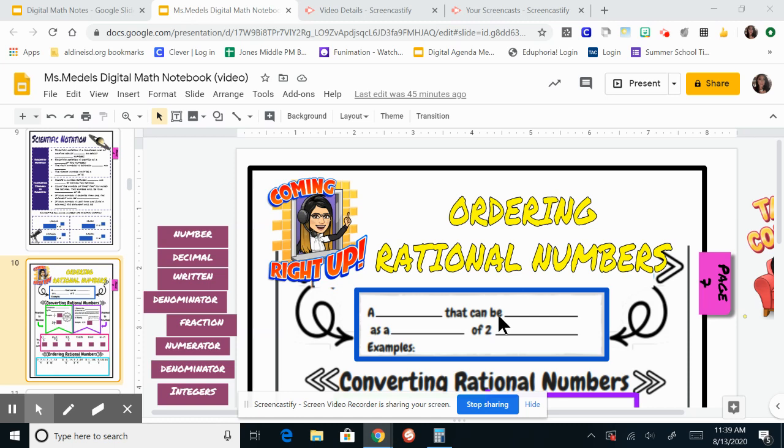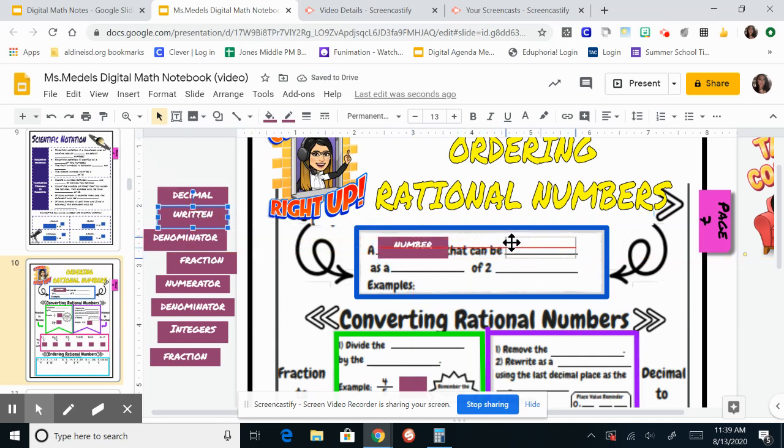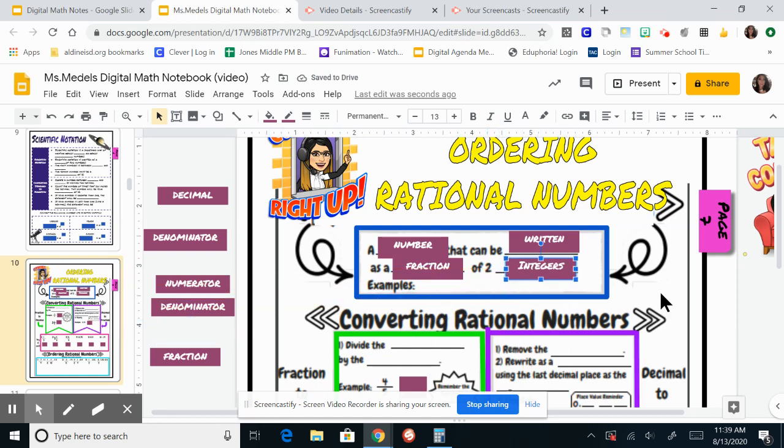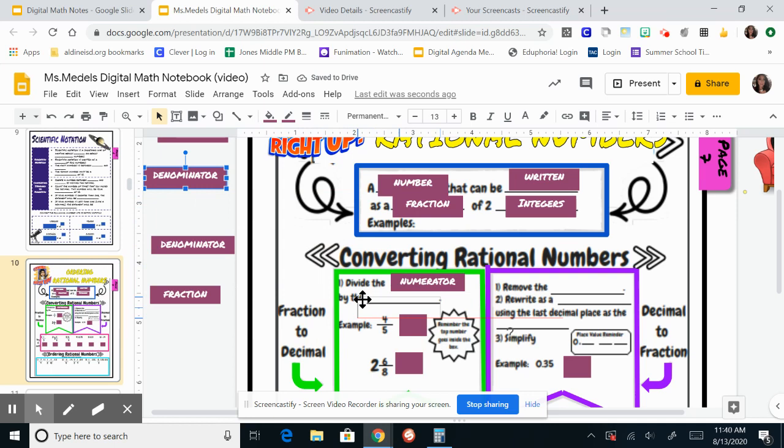Okay, so before we can get into ordering numbers, we have to talk about how sometimes we might have to change them. So sometimes you're going to have a number that can be written as a fraction of two integers. Okay, so sometimes we're going to have to convert rational numbers. And to convert rational numbers, one of the ways is to divide the numerator, or the top number, by the denominator, or the bottom number.